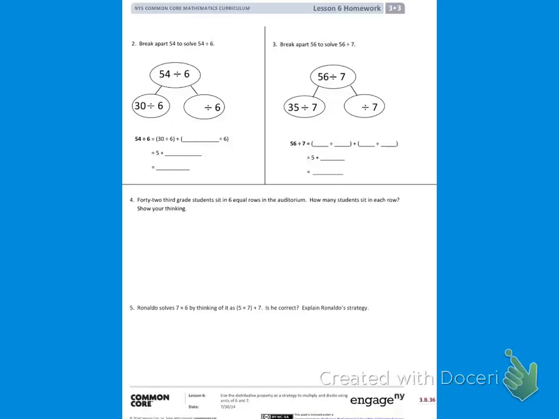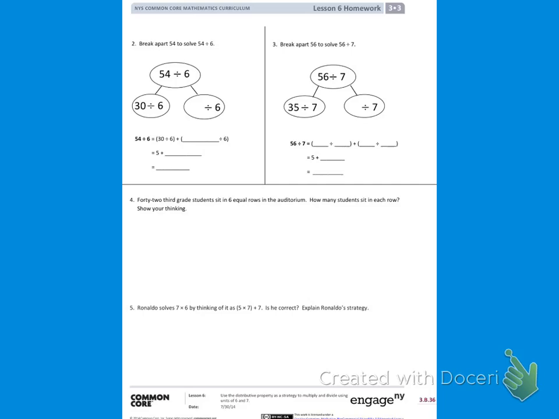Module 3, Lesson 6's objective is to use the distributive property as a strategy to multiply and divide using units of 6 and 7. Problem 2. Break apart 54 to solve 54 divided by 6.